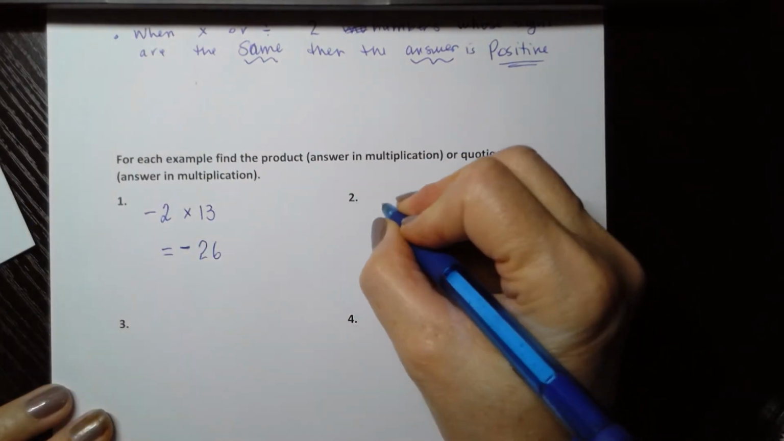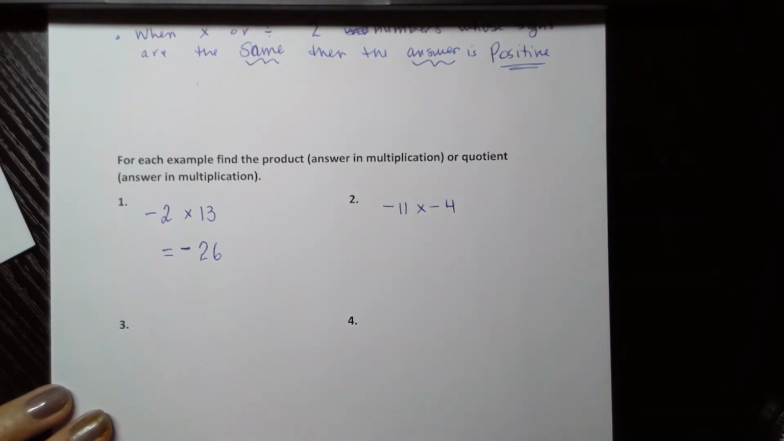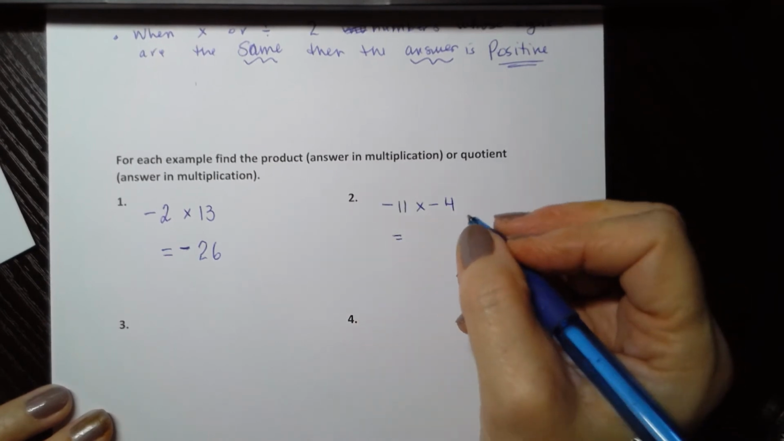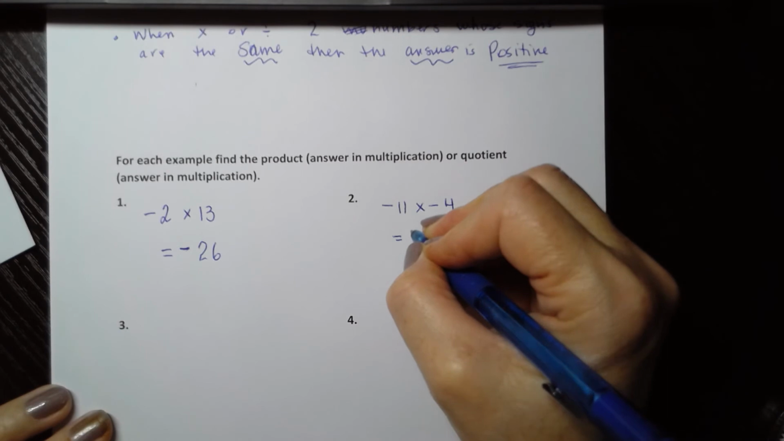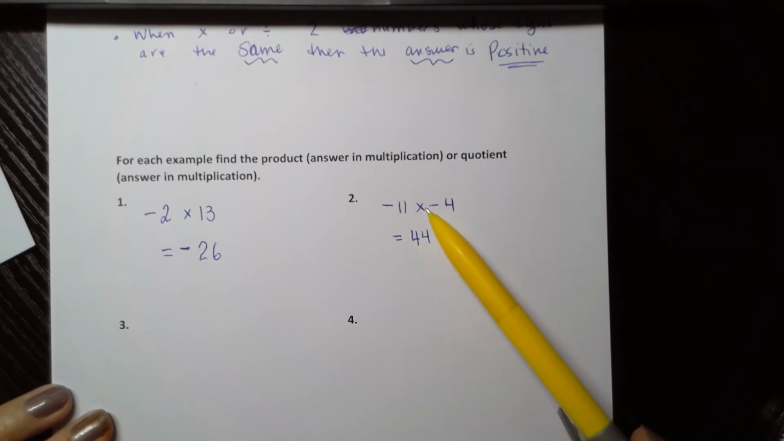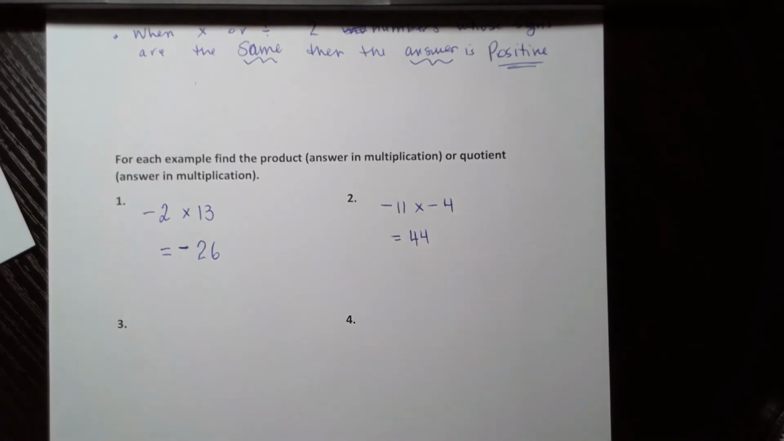Okay, number 2. Negative 11 times negative 4. Okay, the signs are the same, so the answer is going to be positive. So I multiply the numbers, and I get 44. Now, sometimes girls get confused, and they circle these two, and they say, but there's two signs between those two numbers. No, there's a multiplication sign and a minus sign. Totally different idea. When we talk about the sign of a number, we mean just the negative sign in front of it or the positive sign in front of it.